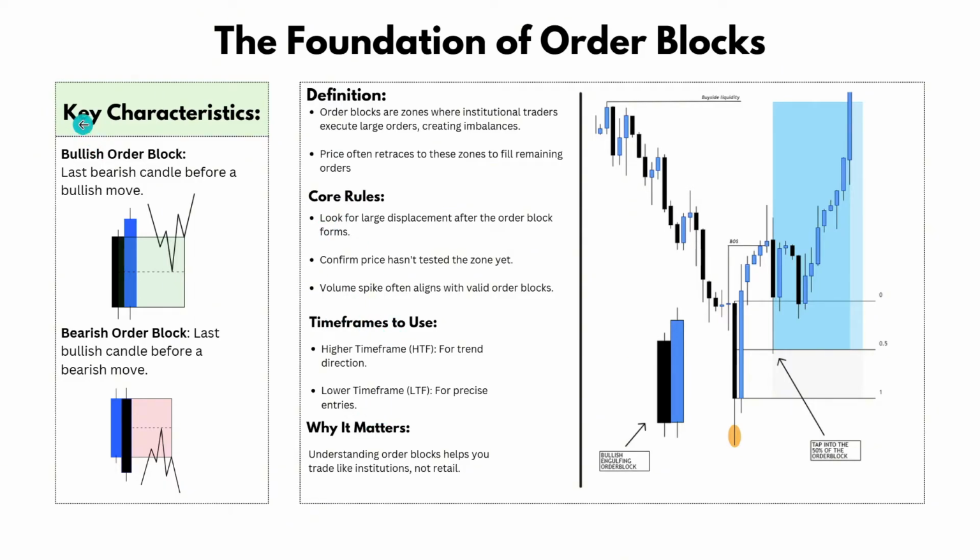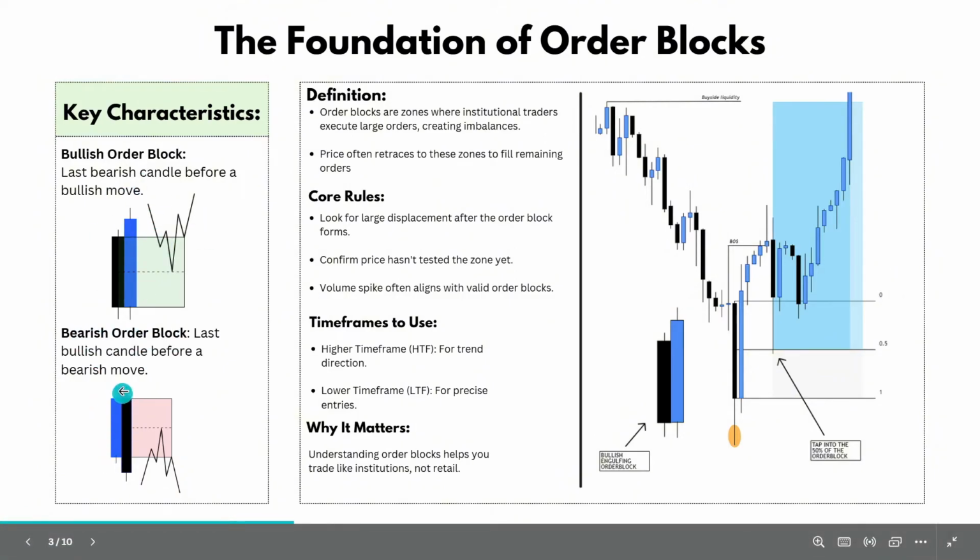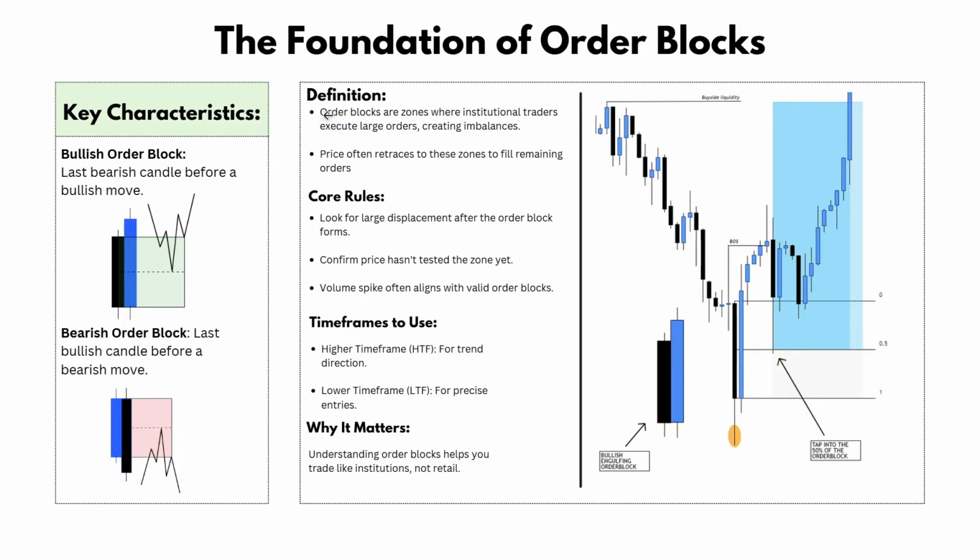So first, on the key characteristics, we have to identify our main order blocks. Our main order blocks are the bullish order block, which is the last bearish candlestick before a bullish move, and the bearish order block, which is the last bullish candlestick before a bearish move. As you can see right here, this is the last bearish candlestick, and then we see a bullish candlestick engulf this bearish candlestick right here. This is our bullish order block. And then for our bearish order block, this is a bullish candlestick that is engulfed by this bearish candlestick right here. This is our bearish order block. Always make sure you guys are taking notes right here, because these will be truly important.